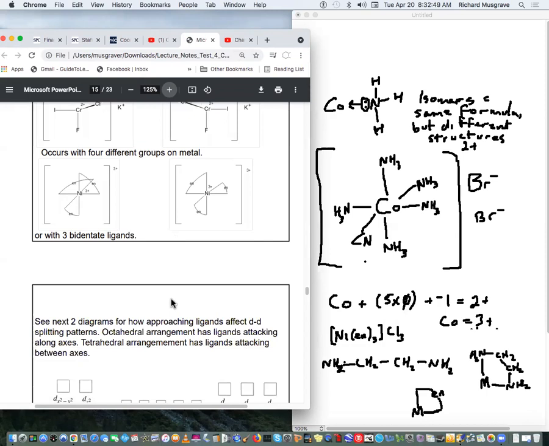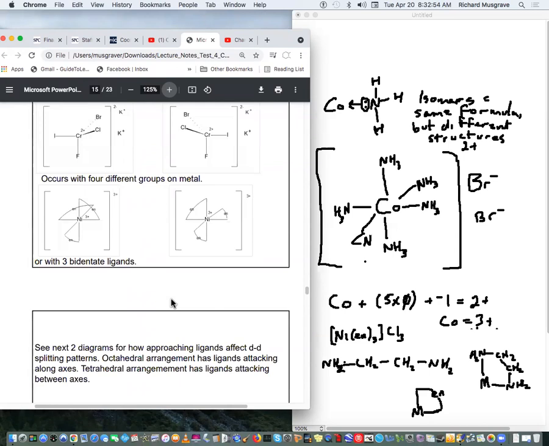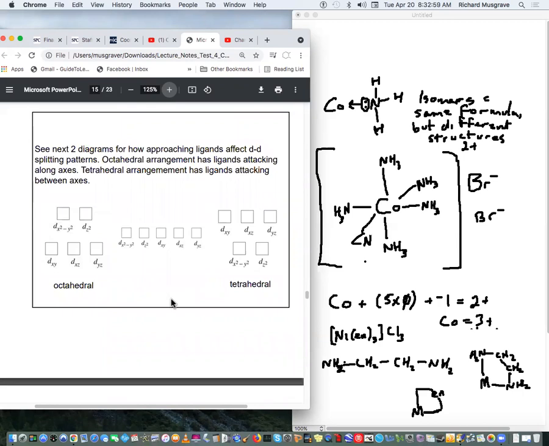Okay. All right, so those are the three kinds of isomerism we're going to be talking about, but we'll get to those in a little bit. The next thing we're going to be looking at will be the d orbital splitting. Now, when you've got a metal ion or any metal that's in the d block, it's going to have these 5 d orbitals. Now, this is going to come back to something that we talked about.